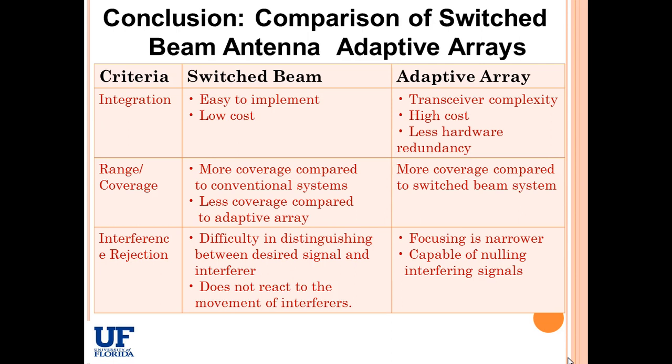In terms of integration, you can see that the switch beam is easy to deploy and it's of low cost. The adaptive array is, however, much more expensive and it has a lot of complexity in its transceiver. Also, there's less hardware redundancy.